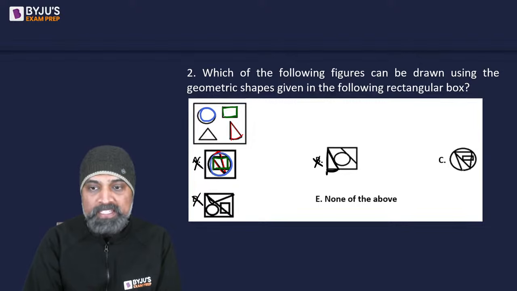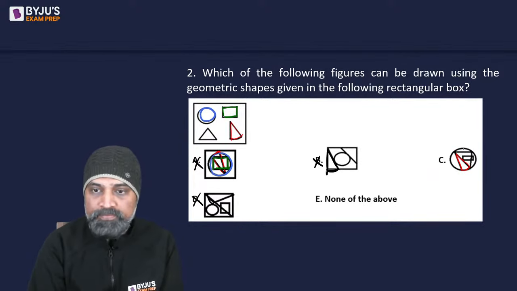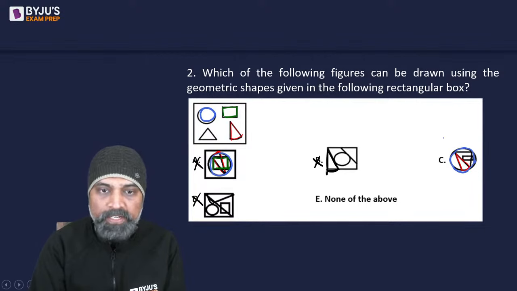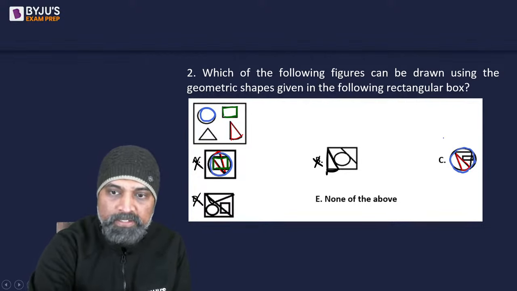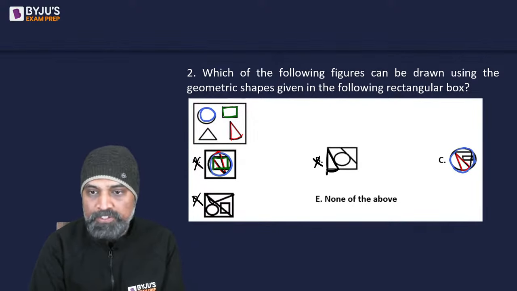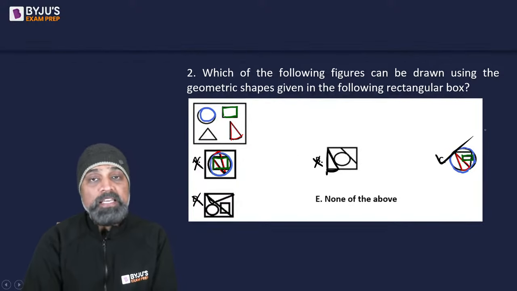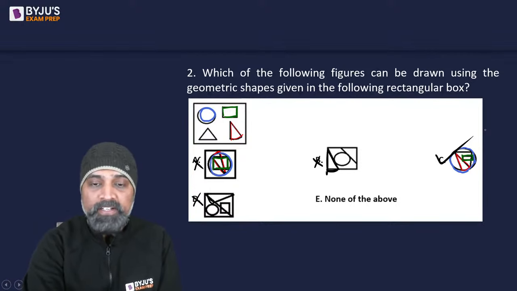Now, if we look at C, in C we have this conical shape, right? And then we have this circular shape, and the square shape, and then the triangle shape. This is not exactly a square, but it looks like a rectangle, right? So among the following options, C makes the most sense.